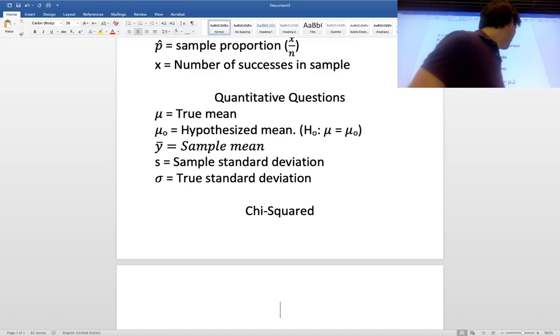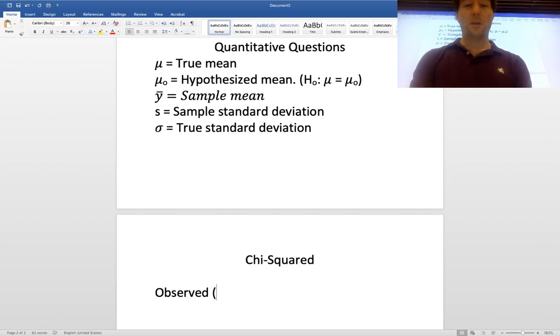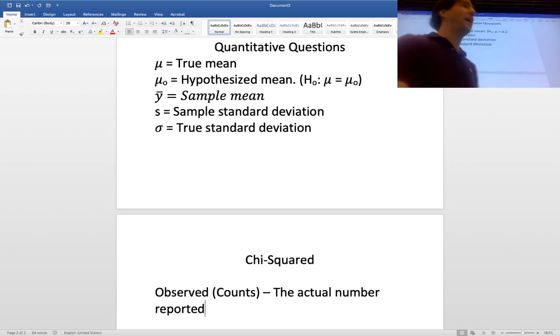Chi-squared. So when it comes to the chi-squared, it has a few things. One, it has in it the observed values, and we're going to call these counts also. The actual amount, or we should say number reported. So whenever we look at a contingency table, it will have in it the counts. It doesn't have to have them, but most contingency tables will show you the counts.